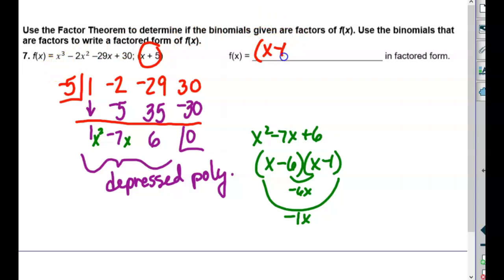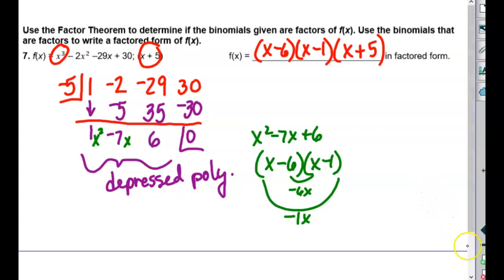I can write x -6 and x -1, but what else do I need? Yes, the x + 5 that they gave us. Because an x and an x and an x would be the x cubed here. We got to make sure we get back to that original leading term.